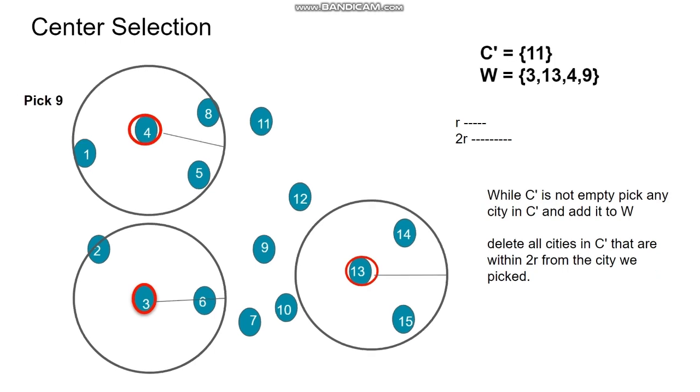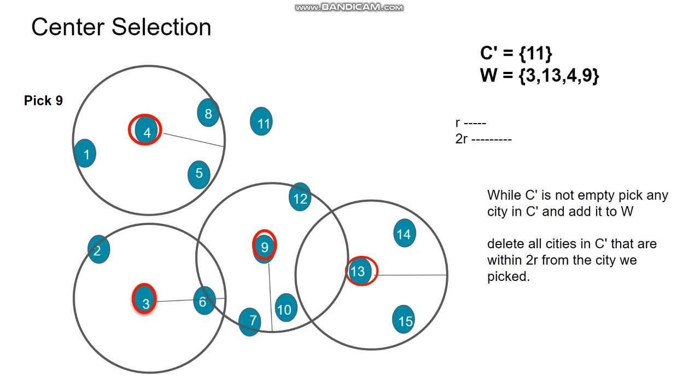Next, we are going to pick city number 9, so we can now remove 9 from C prime and add it to W. And we can now draw the circle that is 2R around 9, and we can see that cities 7, 10, and 12 fall within the circle, so we can remove them from C prime.